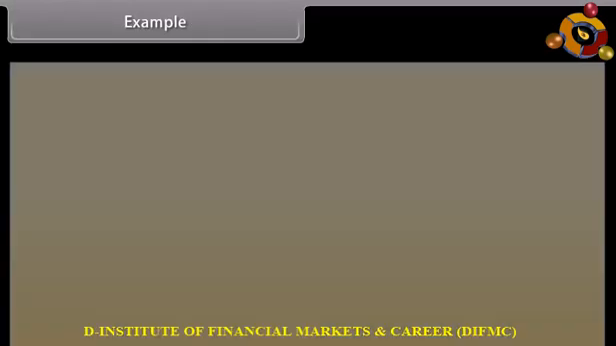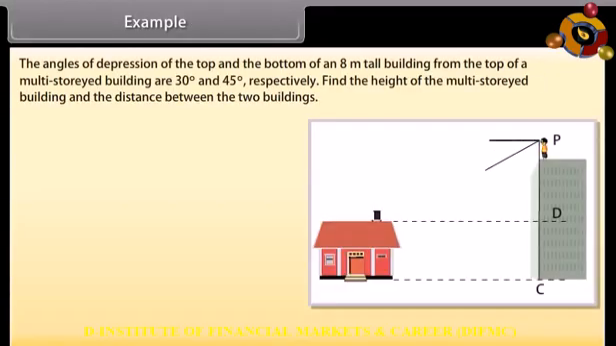Example. The angles of depression of the top and the bottom of an 8-meter tall building from the top of a multi-storied building are 30 degree and 45 degree respectively. Find the height of the multi-storied building and the distance between the two buildings.